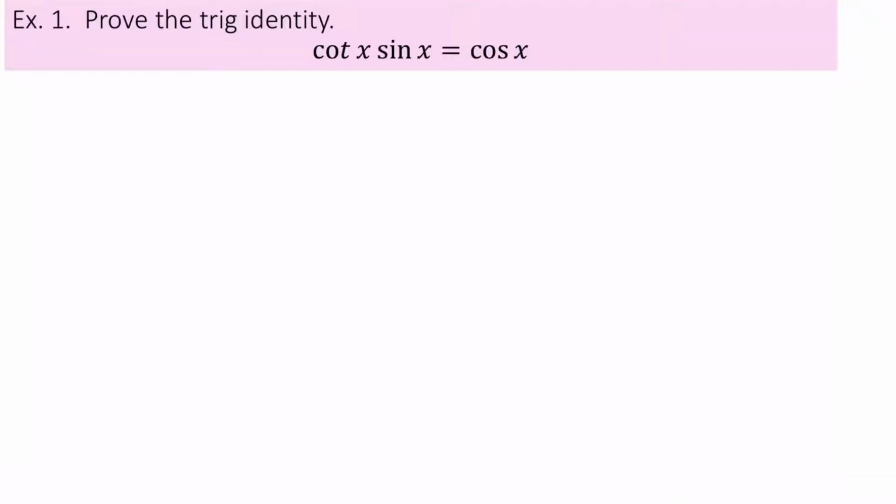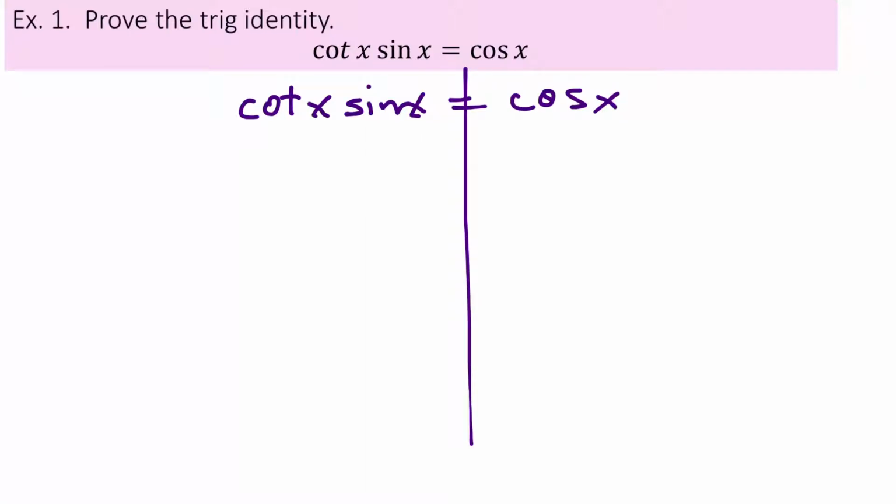So we're going to start with this one, prove this trig identity. So I'm going to write it: cotangent x times the sine of x is equal to the cosine of x. All right, so I'm going to choose to work on my left-hand side because that's the more complicated side. And I drew a line down the middle to remind myself that nothing is going to cross over that line. So I'm going to convert the left-hand side to look like the right-hand side, and then I'll say, okay, I've proved this identity is true.